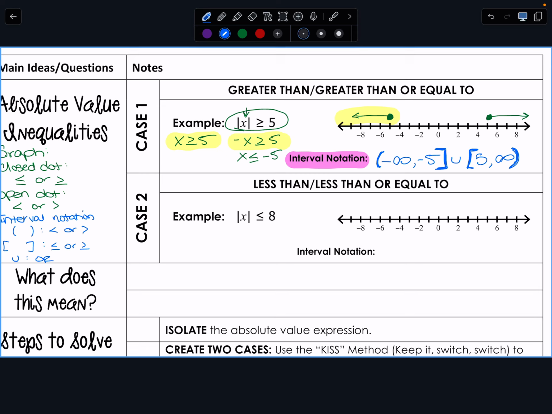Okay, so this is case 1 where I am greater than or equal to. So anytime I have absolute value where I'm greater than or equal to, I split it into 2 inequalities and I solve. And there will always be an or in between.